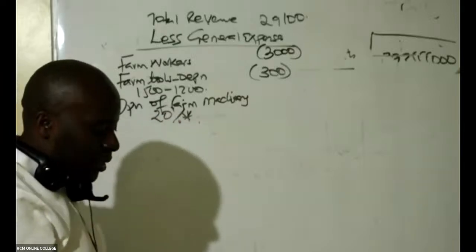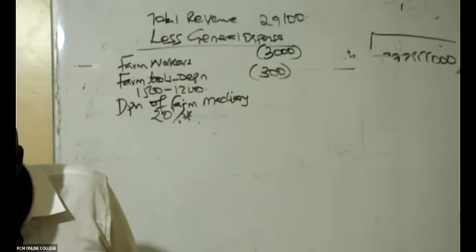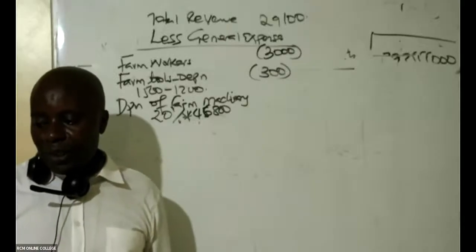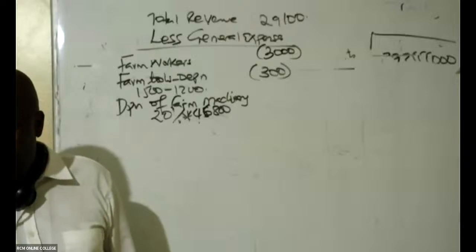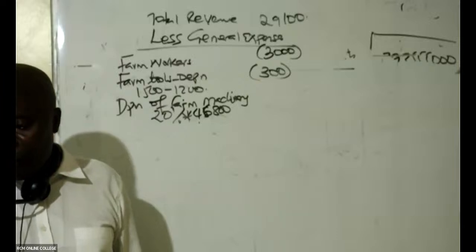So go to your trial balance. In your trial balance, you should be able to look for information regarding farm machinery. You can see the farm machinery is 46,800. So 20% of 46,800. Is there somebody who is able to give me this depreciation of farm machinery? Depreciation of farm machinery, Betty Koech, 9360. I'm waiting for somebody else to confirm.